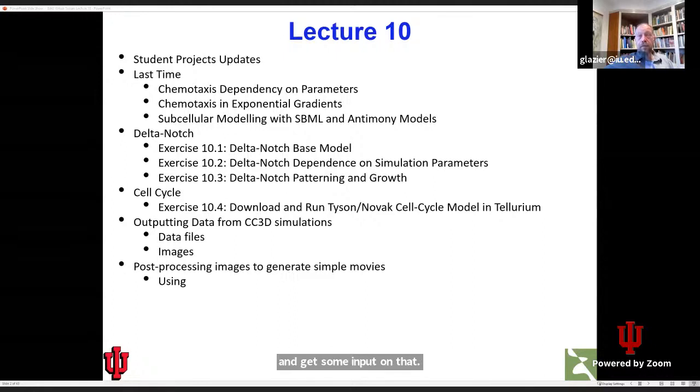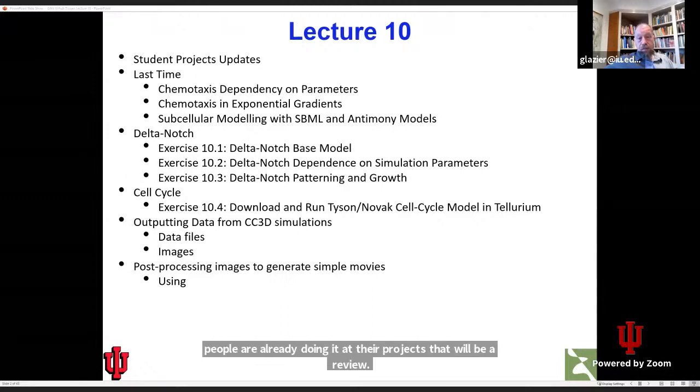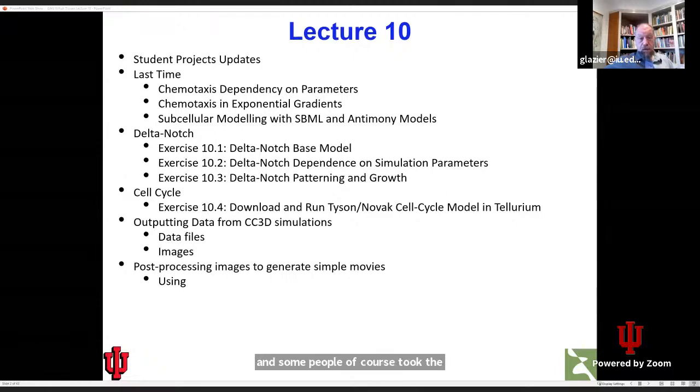And then we'll talk a little bit about Antimony and running Antimony in CompuCell. Again, we talked about that very quickly last time. Some people are already doing it in their projects, so it'll be a review. And some people, of course, took the class last semester, which covered it in detail. But I'll show a few of the slides from last semester just to remind the people who haven't seen it before about the basics of Antimony model specification.